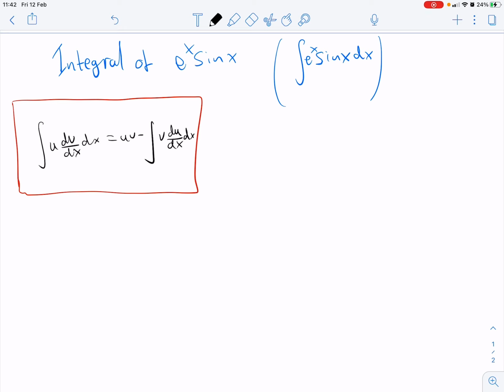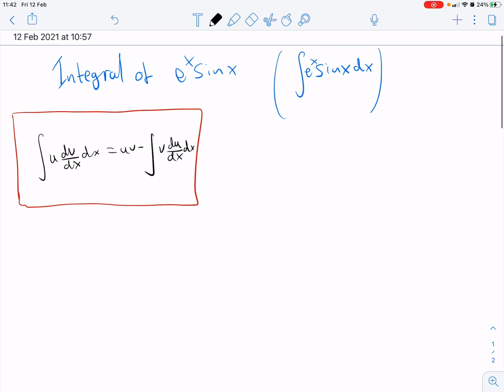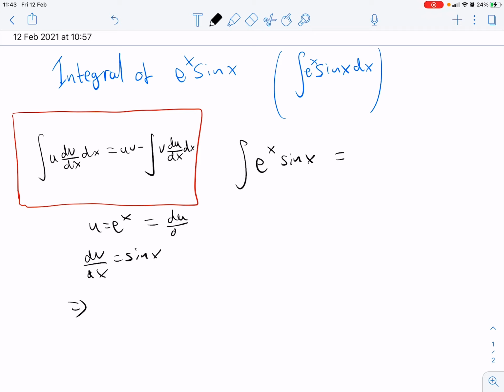So we're going to start off by defining some variables, okay? So the integral of e to the x sine x is equal to, well, first we've got to define our u and our v. Which one shall I pick? I'll pick u equaling e to the x and dv dx equaling sine x.